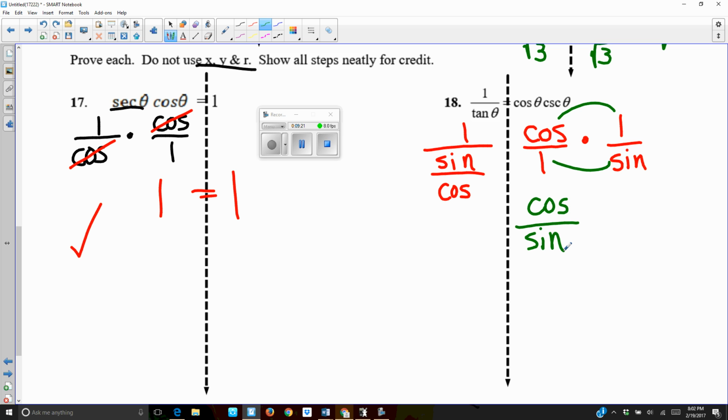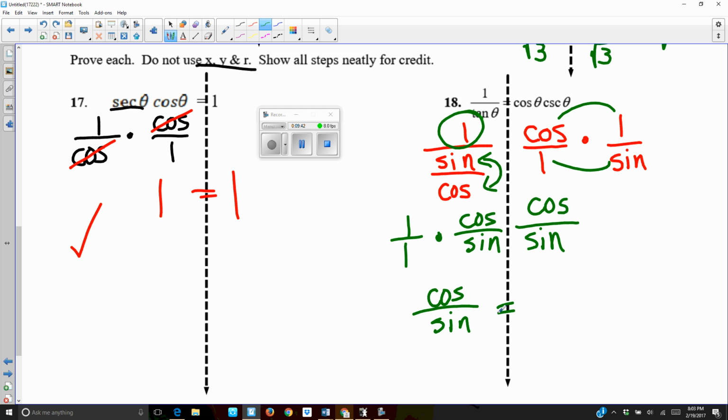And now on the left side, all we need to do is multiply by the reciprocal. So take the top part of the fraction, which is 1. If you want to write it as 1 over 1, you can. And just multiply it by the reciprocal of the bottom. Anything times 1 is itself. So once again, we prove the left side and the right side are equivalent.